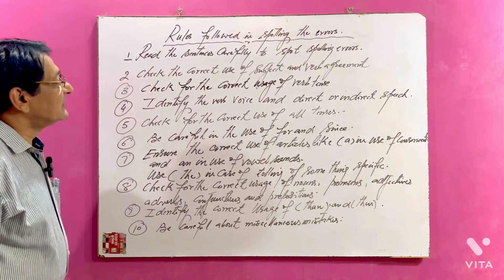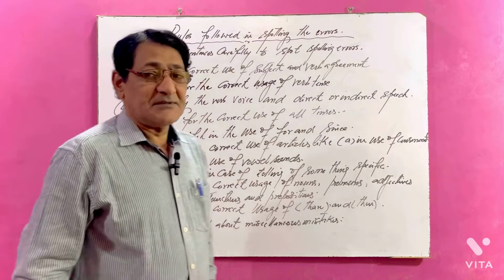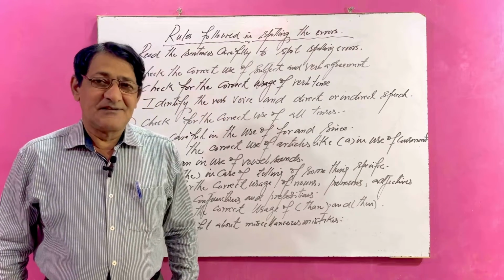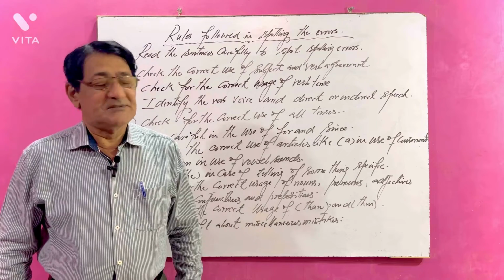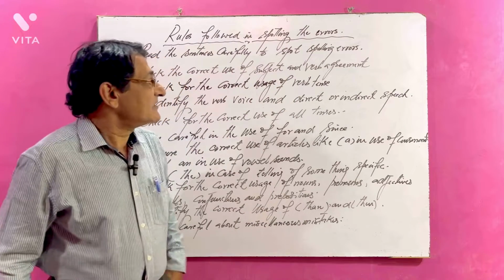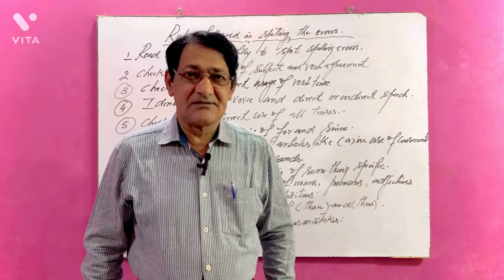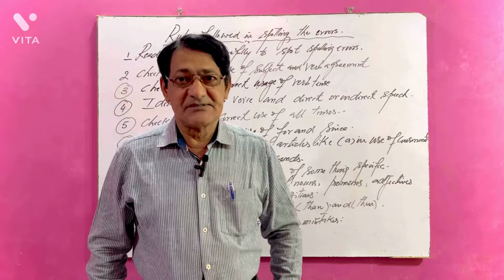Number 2 is check the correct usage of subject and verb agreement. Very important point, a trick that can help us to solve many problems. Sometimes the verb is not in agreement with the subject. We are to spot that, look for that, and remove that discrepancy from the sentence.